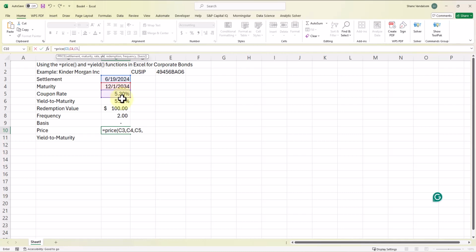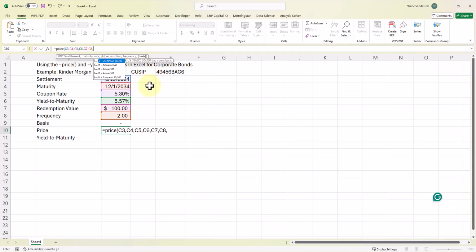The yield to maturity, that YLD is the yield to maturity. The redemption is $100. The frequency is 2. And then the basis, and I apologize, the type is really small here, but it says 0 is US National Association of Securities Dealers, and that's what NASD is, 30/360. That's the typical one for corporate bonds in the United States. One would be actual, the actual days in the month, the actual days in the year, and so on.